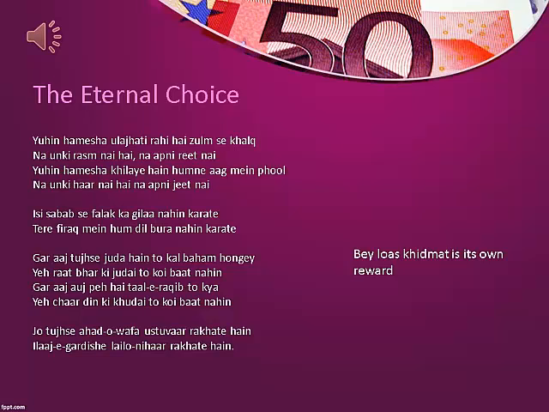Yuhi hamesha ulajti rahi hai zulm se halk, na unki rasm nahi hai, na apni reep nahi. Yuhi hamesha khilaye hamne aag mein phool, na unki haar nahi hai, na apni jeet nahi. Isi sabab se falak se gila nahi karte, tere firaq mein hum dil bura nahi karte. Daraj mein se juda hai to kalb hum honge, ye raat bhar ki judai ko koi baat nahi. Daraj auj pe hai taale raqib ko kya, ye chaar din ki judai ko koi baat nahi. Jo tujh se ahd wafa ustawar rakhte hain, ilaaj gardish lay mein bhar rakhte hain.